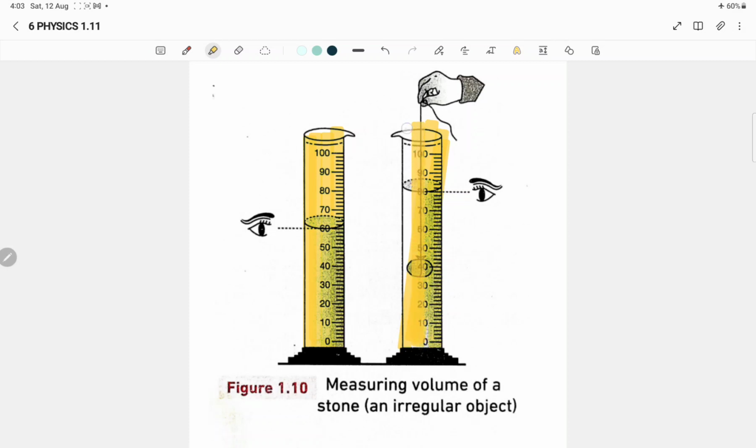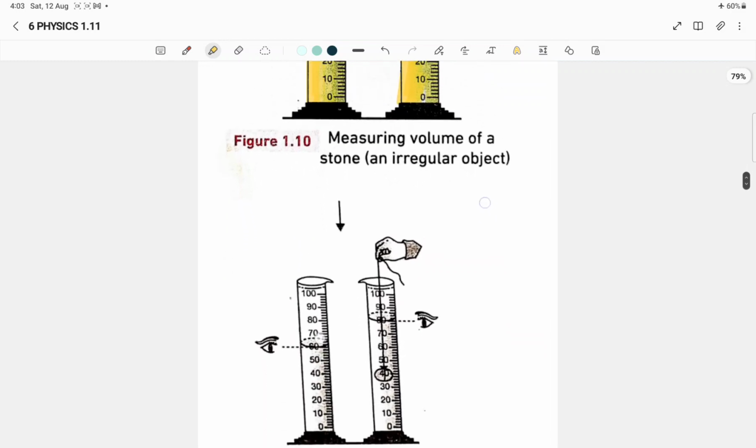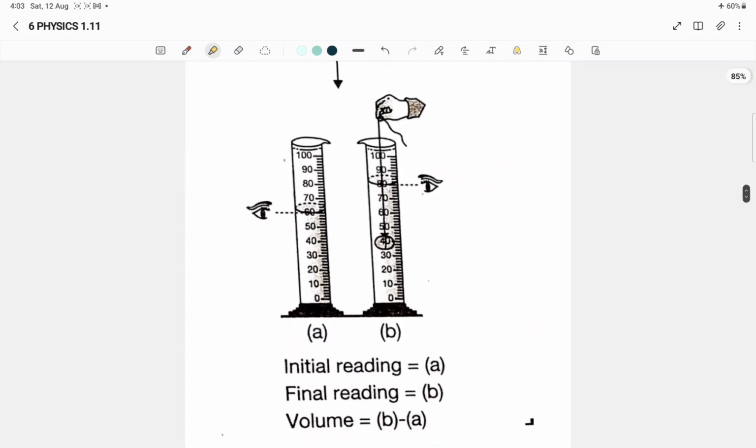In that situation, we have to find the water level. Here we observe how much water level there is. 80 milliliters of water is there. That's why when we enter the stone into the water, the level automatically increases from 60 milliliters to 80 milliliters. That's why we can measure the volume of the irregular solid.